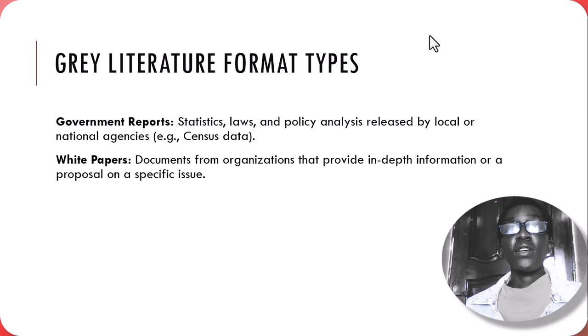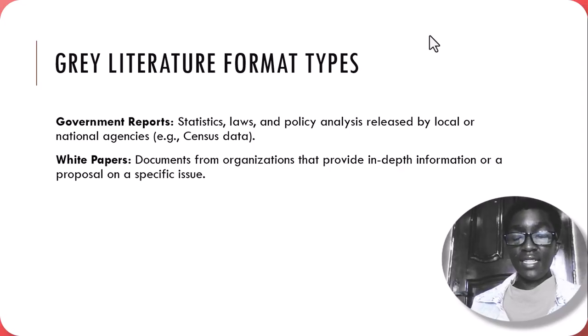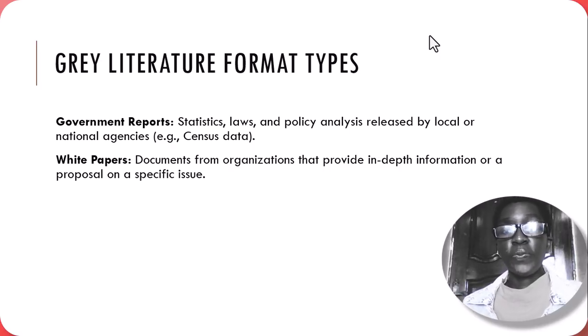So the grey literature format types are government reports. This can be statistics, laws, and policy analysis released by local or national agencies, for example, the census data. Then it can also be white papers, documents from organizations that provide in-depth information or a proposal on a specific issue. So that is all about information sources.